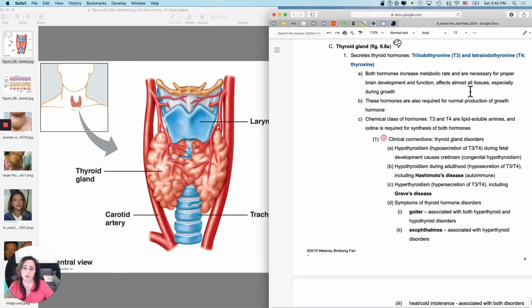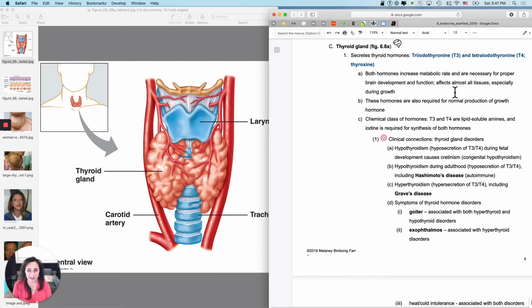So, both of these hormones are going to be responsible for increasing the metabolic rate. Think of it as most of the chemical reactions in a biochemical pathway will go more quickly in the presence of T3 and T4 than without them. So they increase the metabolic rate. They're also really, really necessary for proper brain development and function. They affect almost every single tissue in the body, especially during growth.